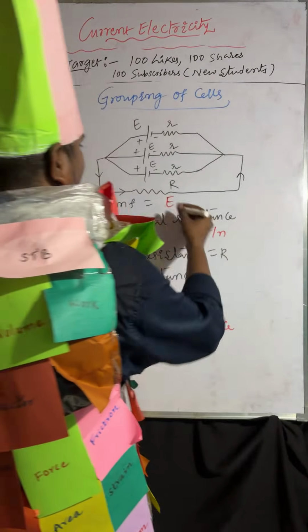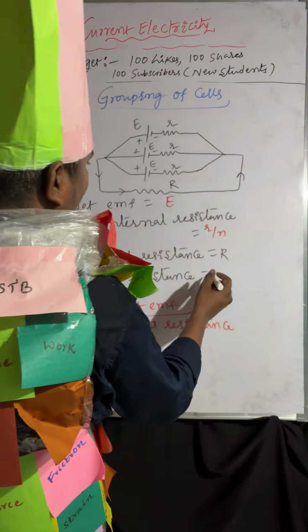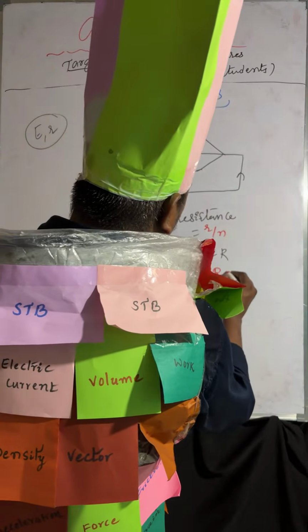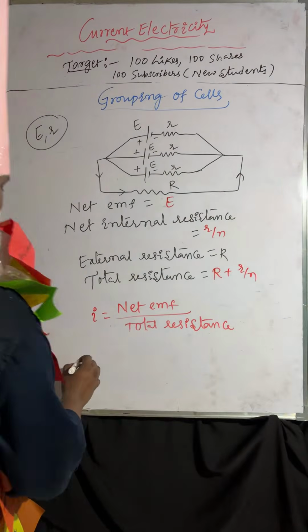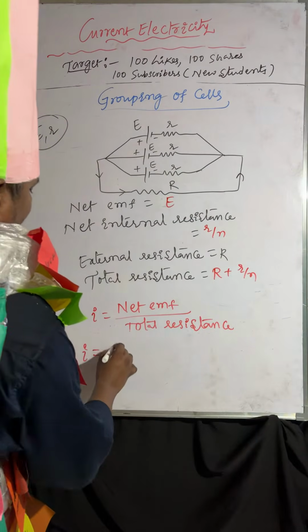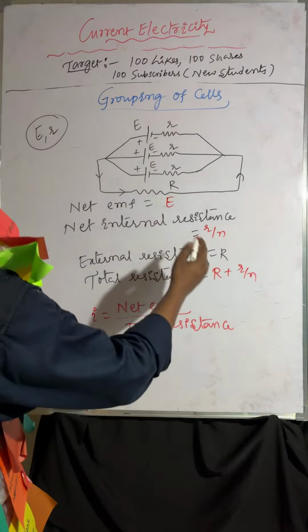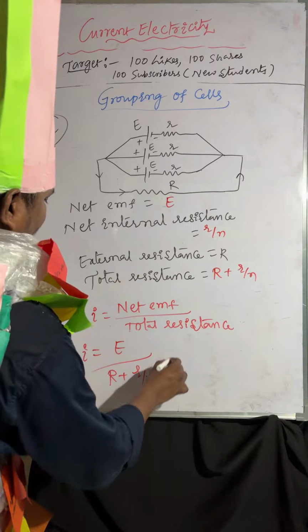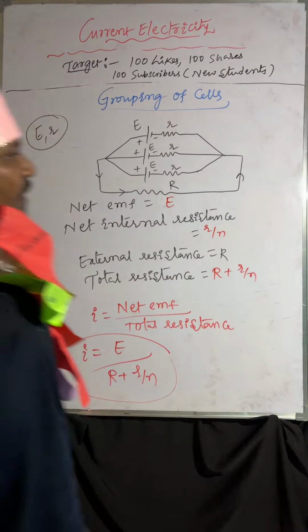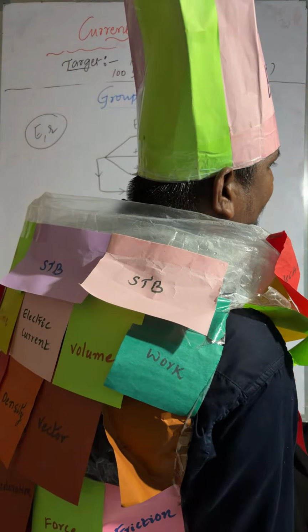Now external resistance is same. Total resistance is R plus R by N. Now total current I equal to net EMF E by total resistance R plus R by N. So finally we completed.